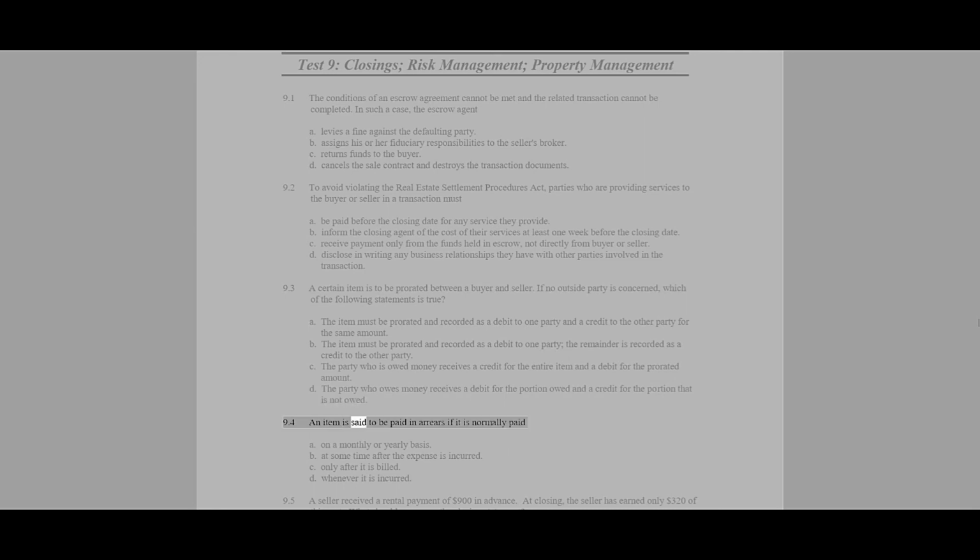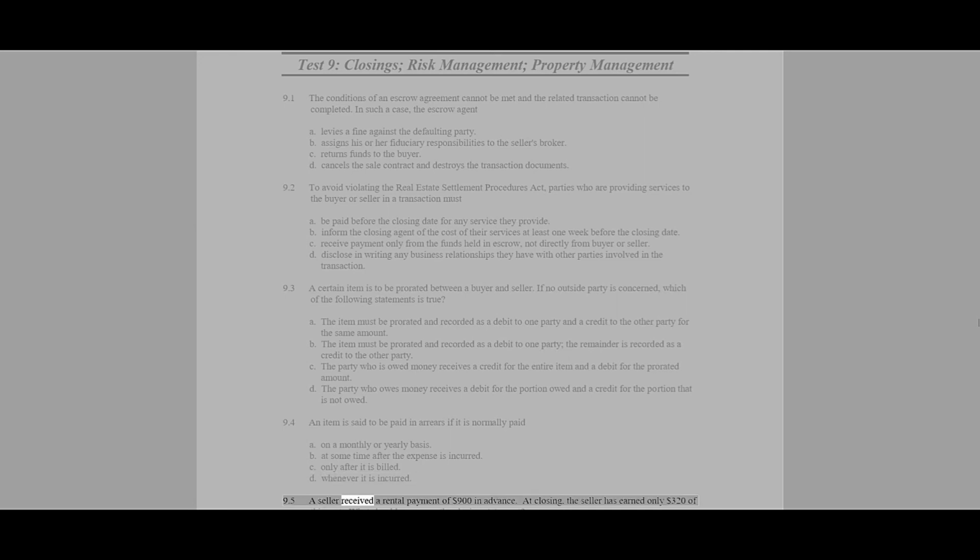9.4 An item is said to be paid in arrears if it is normally paid A. on a monthly or yearly basis. B. At some time after the expense is incurred. C. Only after it is billed. D. Whenever it is incurred.